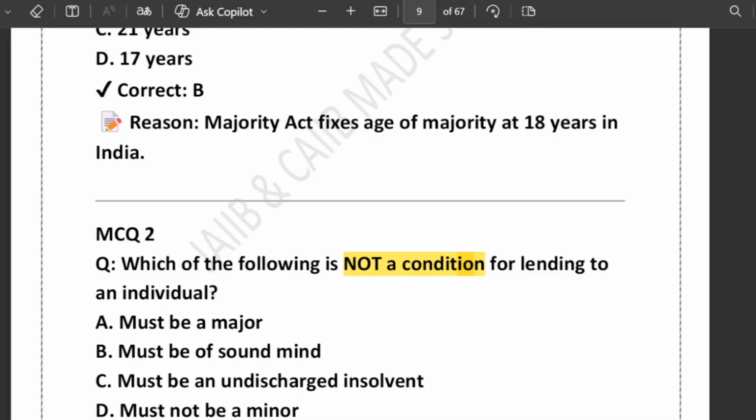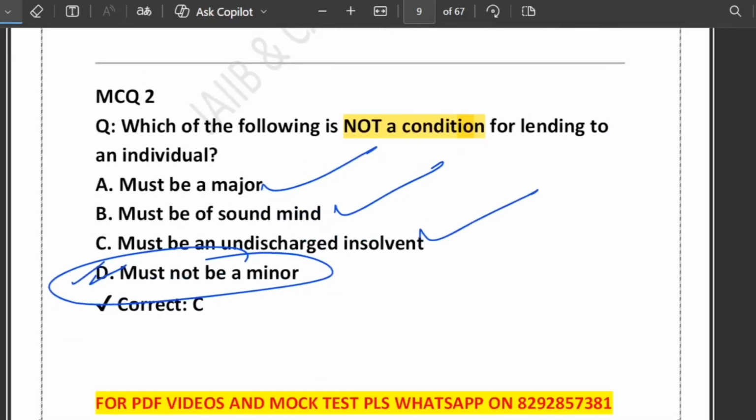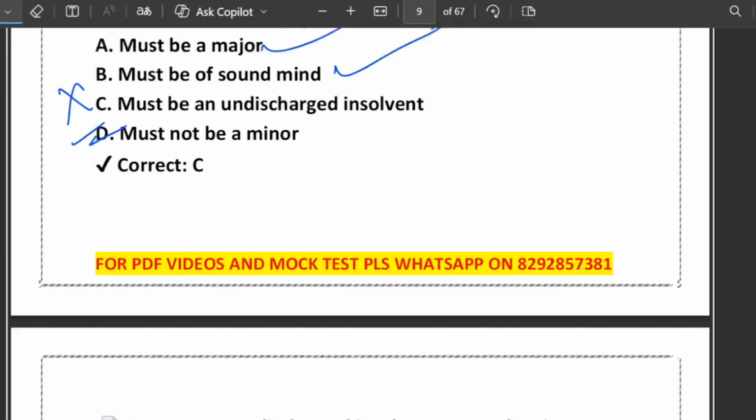So obviously he must be a major. Yes, this is a requirement. Must be of sound mind, requirement. Must not be a minor, yes, it is. But must be an undischarged insolvent? No. That's not a condition.